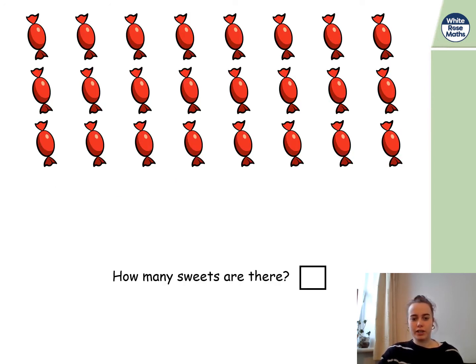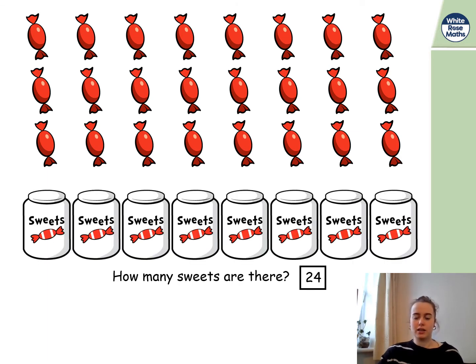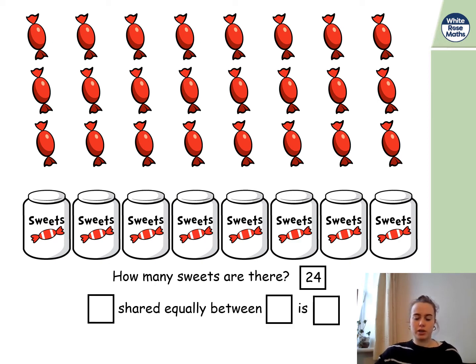So have a look. How many sweets are there? Again, there are 24, but this time I have a lot more sweet jars. So I have 1, 2, 3, 4, 5, 6, 7, 8 sweet jars this time. So how many sweets do I have altogether? I have 24, so it's 24 that we're sharing. So 24 shared equally between how many jars? How many am I sharing the 24 sweets between? I'm sharing them between 8 jars.